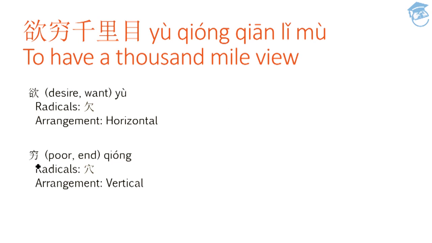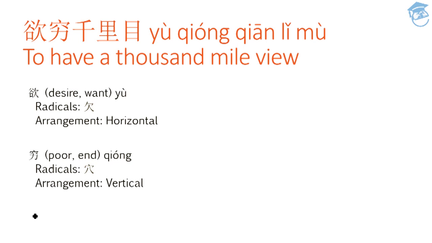The next word is qiong. Qiong means poor or end. Okay, I will explain to you in a second why we are using this word in this verse. Alright, this is the pinyin qiong. And the radical is this one. What's on top there? The arrangement is vertical. Okay, let's look at how to write qiong. Yi, er, san, si, wu, liu, qi. Okay, 7 strokes for this word, qiong.